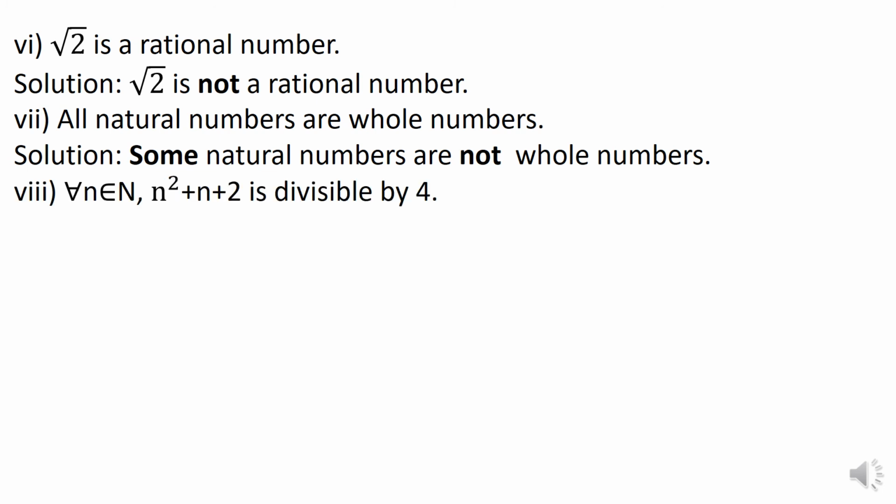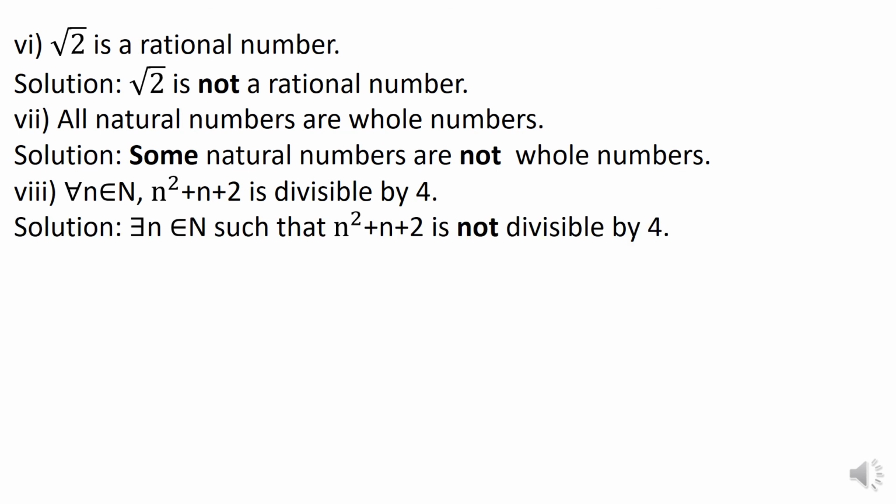Next one, for all n belongs to N, n square plus n plus 2 is divisible by 4. Now when you write the negation, you change the quantifier: for all becomes there exists, and also you introduce a negative word in the statement. So the solution is there exists n belongs to N such that n square plus n plus 2 is not divisible by 4.